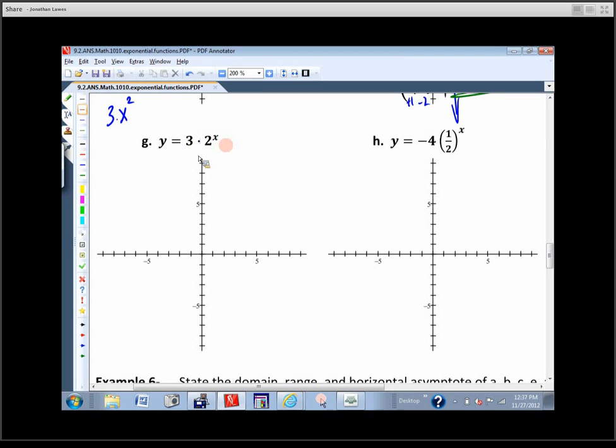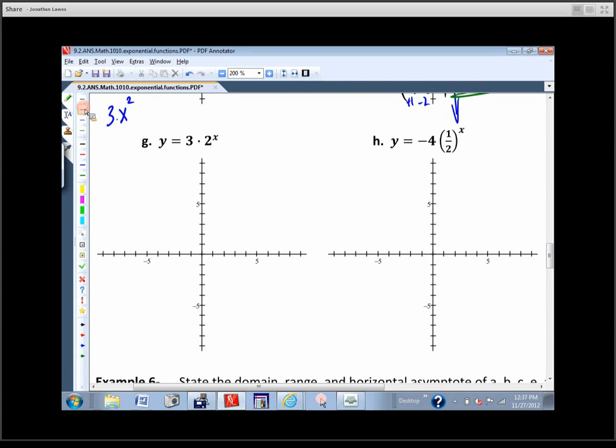Exponential base 2. It's exponential base 2. It's not exponential base 6. Okay, remember the exponent only applies to what it's over. If we wanted it to be exponential base 6, we'd have to put that in parentheses. So this is exponential base 2.